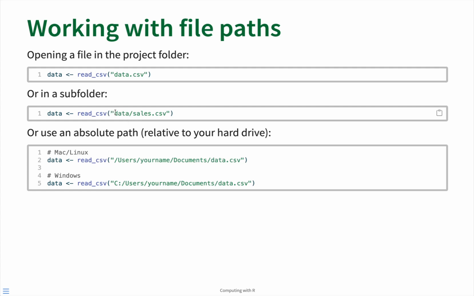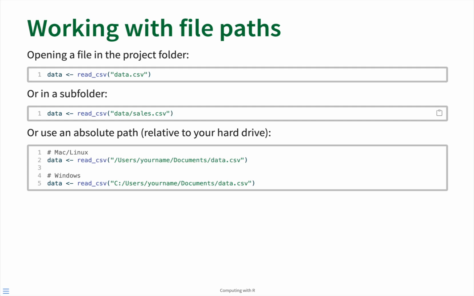You can give a path that's relative to the folder that R is currently working in. So let's say that within that folder you had a subfolder called data, and within the data folder was the data file. You could specify the subfolder followed by a slash to indicate a break between a folder and its child, and specify the full path that way.